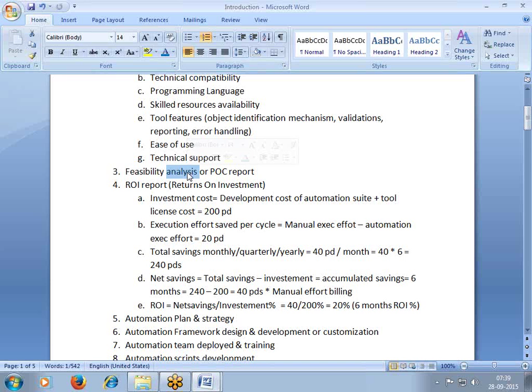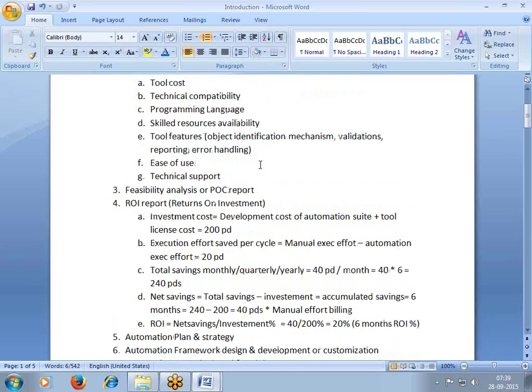Are you clear? That is very important. Before starting the real automation project, we have to do a technical feasibility analysis. That is called POC, which means proof of concept. They will call it a POC or feasibility analysis study. Okay, clear? So that is a POC report.